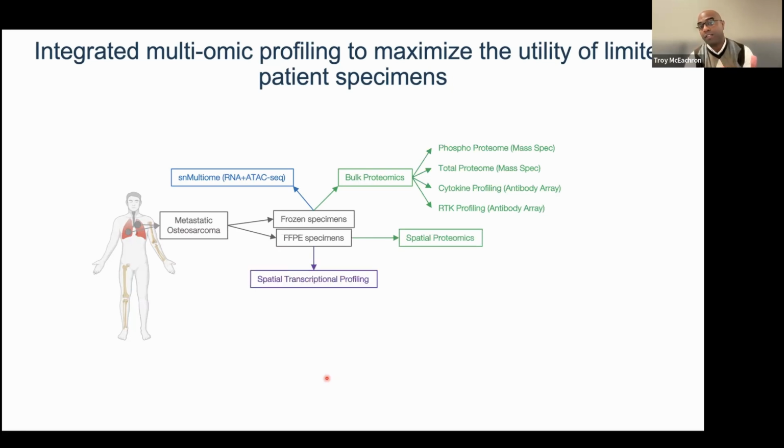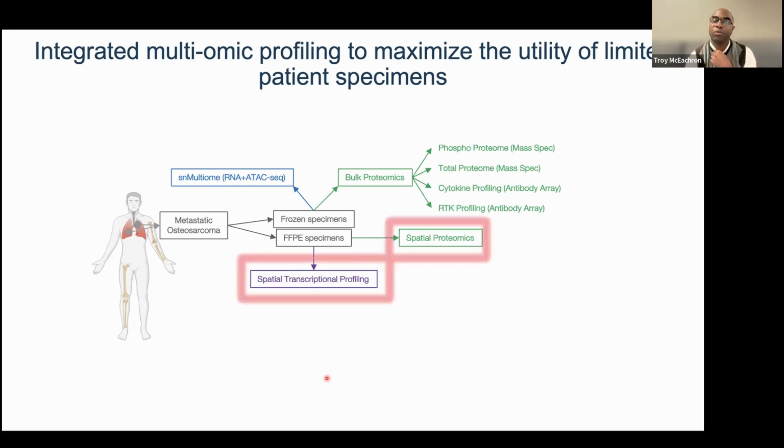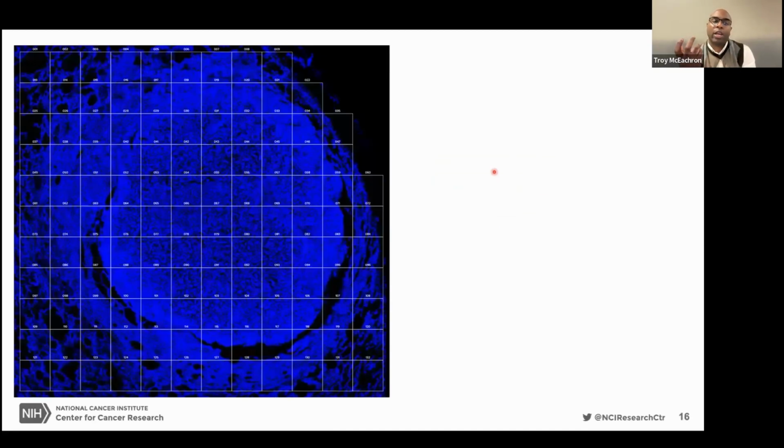So we'll either utilize spatial proteomics or spatial transcriptional profiling, and I'll just really focus on these two aspects today. But we do have some really interesting data from our multiome and bulk proteomics data that we're currently exploring and trying to understand. So our first foray into this was utilizing this NanoString approach.